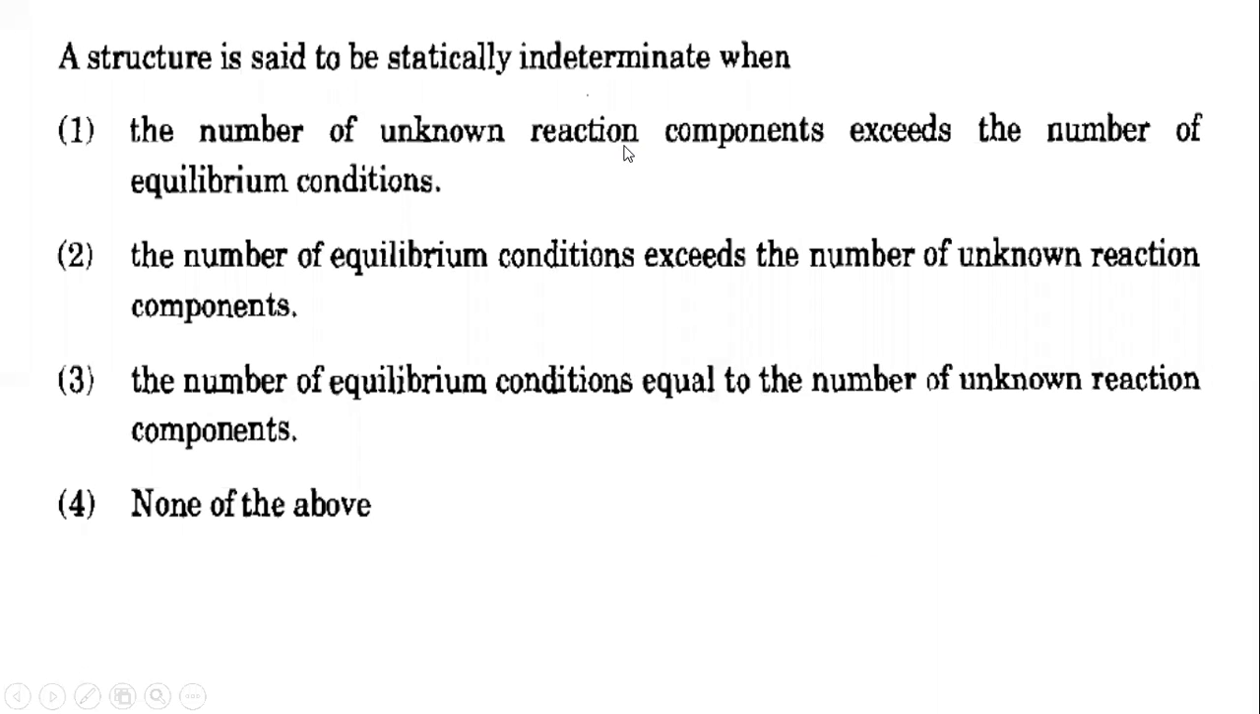A structure is said to be statically indeterminate when. Again, four different options are given. Whenever the structure is statically indeterminate, we can't determine all the reactions using the available equations. So we will see the options. The first option: number of unknown reaction components exceeds number of available equilibrium conditions. So in the first option they have given reactions are greater than available equations.